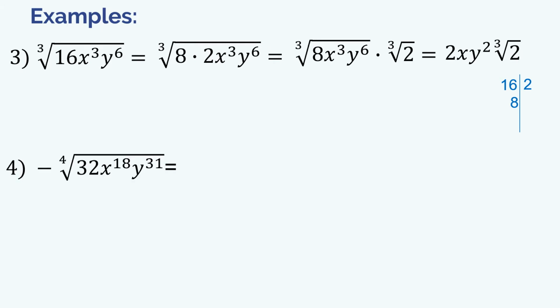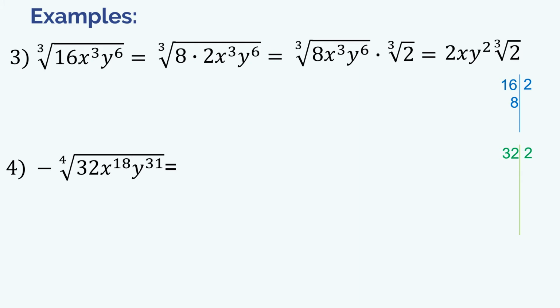Let's make another example. Let's find the negative 4th root of 32, x to the 18 times y to the 31st power. And let me take care of the number. Trying to find out the 4th root of 32 is not that simple. So what I do is find the prime factorization of 32.